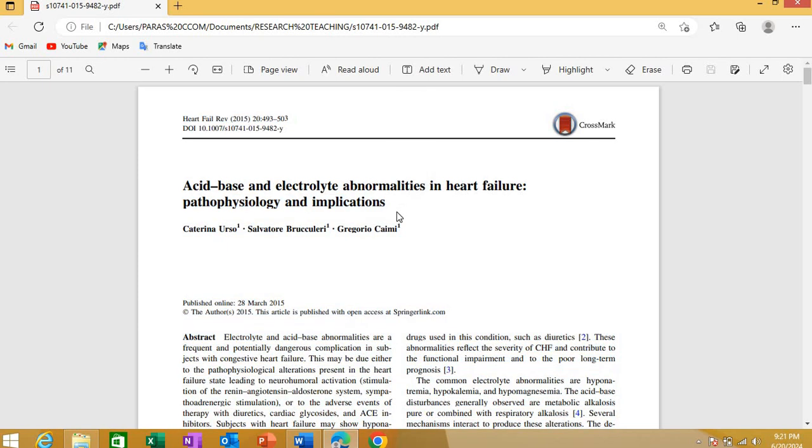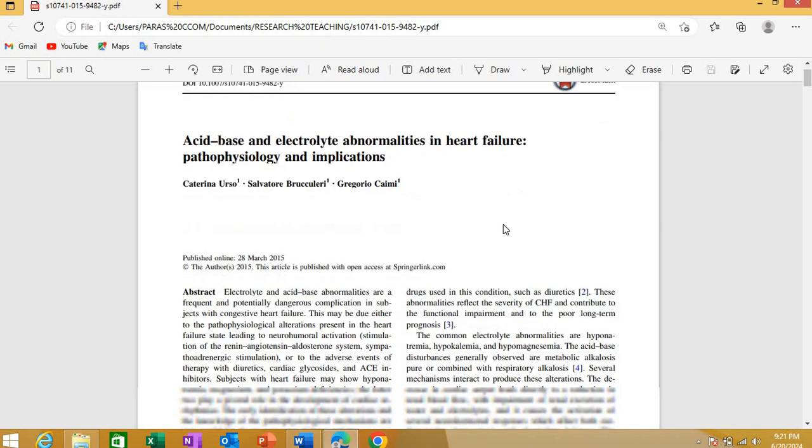When I'm talking about acid base and electrolyte imbalances in heart failure, that could be many things. But in this topic, the title says that this review is going to discuss certain things in heart failure. It specifies that this review focuses on the pathophysiology and implications of these abnormalities in heart failure, and see how the authors wrote it.